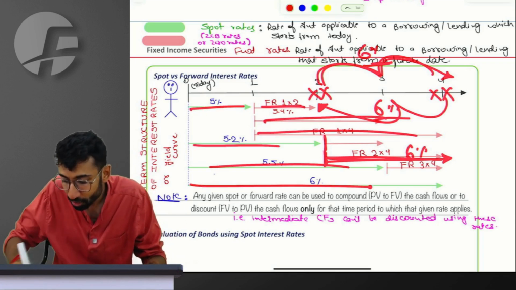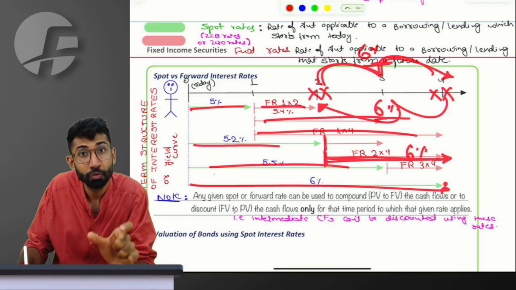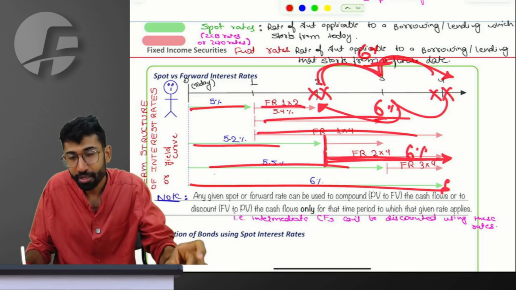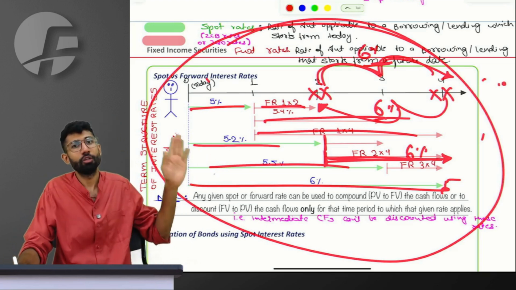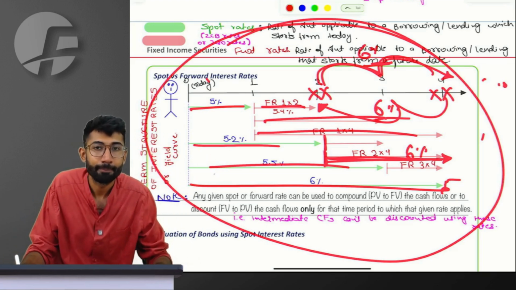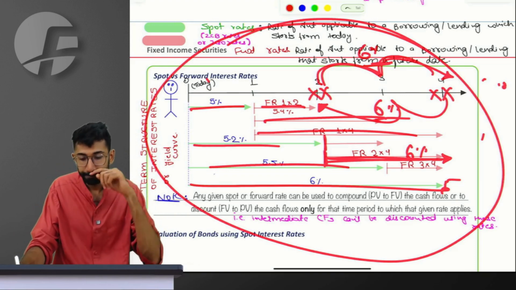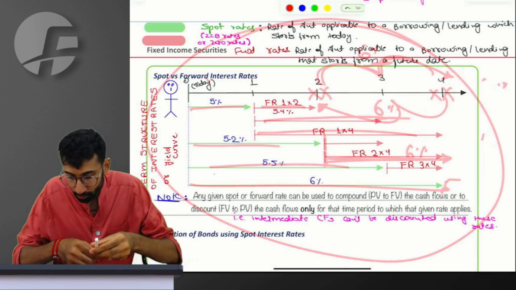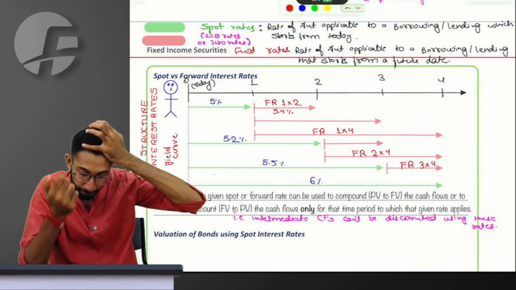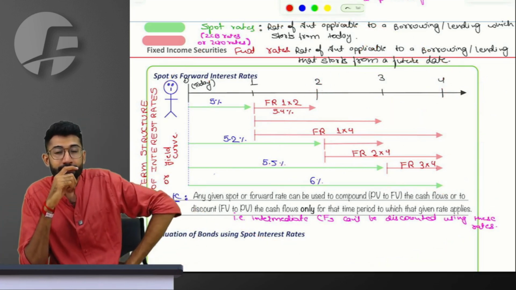No other rate can be used to compound or discount the cash flows except the one which is applicable for that time period. Requesting your response if you understand this line. I think you will understand all the concepts of valuation coming ahead. Everyone, please respond. Could I explain that to you?